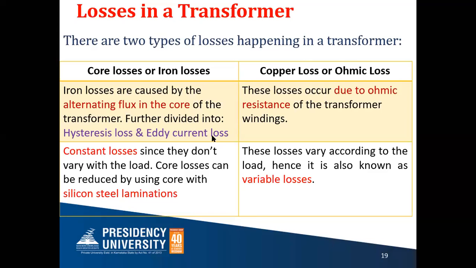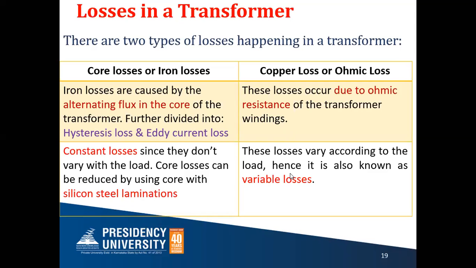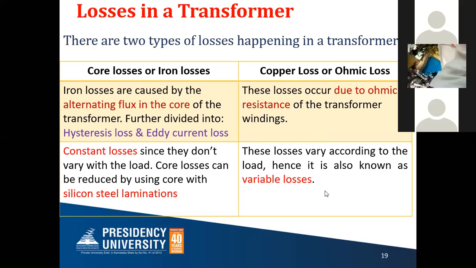Variable loss means it depends on the current. Current depends on the load. The load is variable; load may be 0 or maybe maximum. So the current is variable, so that loss will be variable. So we can divide these losses again in terms of constant and variable. The constant loss is nothing but the core loss. Core loss has two types: hysteresis loss and eddy current loss. And the variable loss is the copper loss. Why? Variable means it depends on the current. Current is a variable quantity, right?